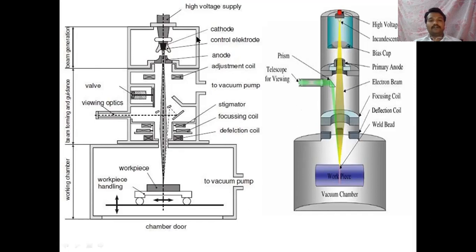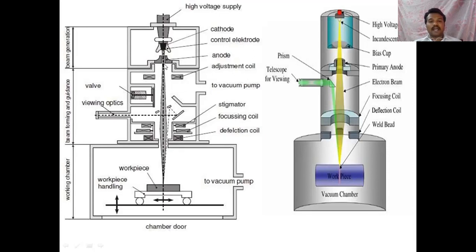In beam generation, we have a cathode and anode, and a continuously supplied high voltage current. This cathode will emit electrons when it is connected negatively to the high voltage supply. These emitted electrons are attracted towards the anode, which is connected positively to the high voltage supply. The cathode generally used in the process is made of tungsten or tantalum.